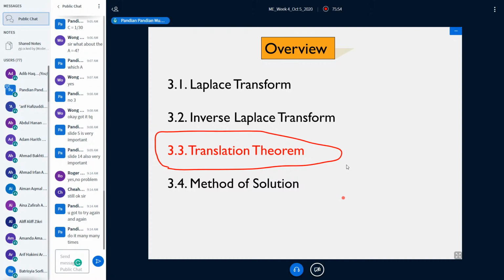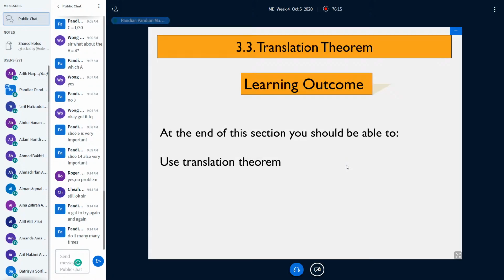It will be getting lengthier. What is this translation theorem? It has to do with these two: Laplace transform and inverse Laplace transform. So it is an extension of 3.1 and 3.2. A combination. We combine. So we use the translation theorem to find the Laplace as well as the inverse Laplace, both.